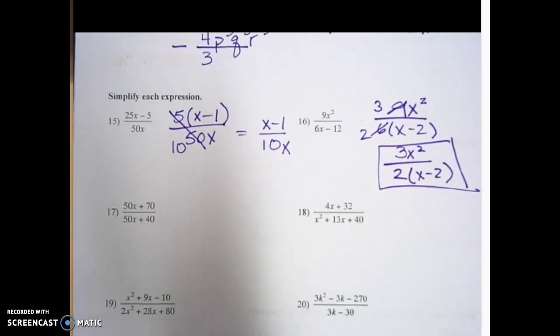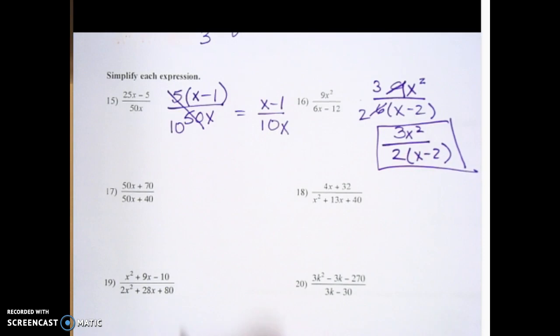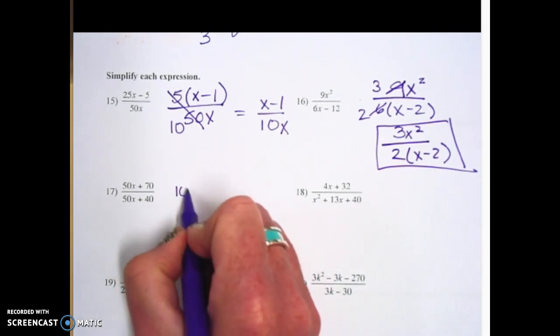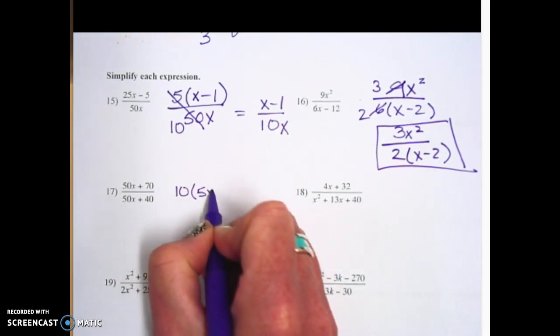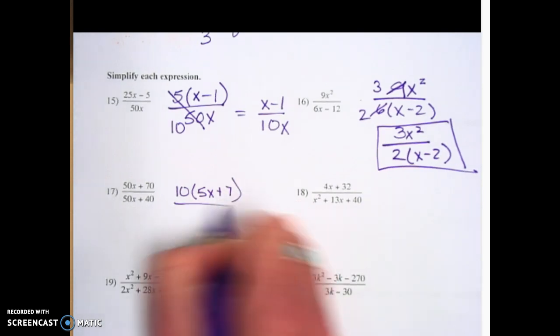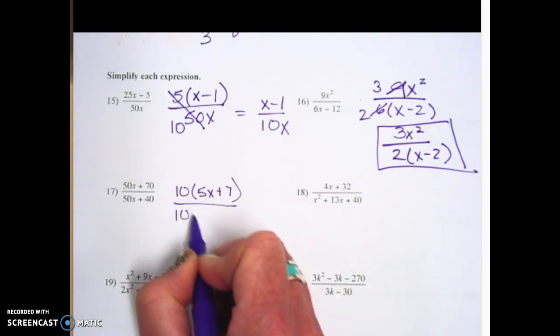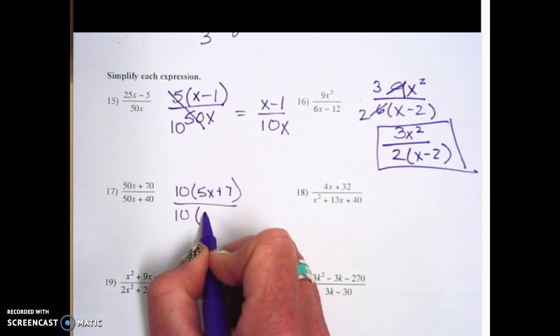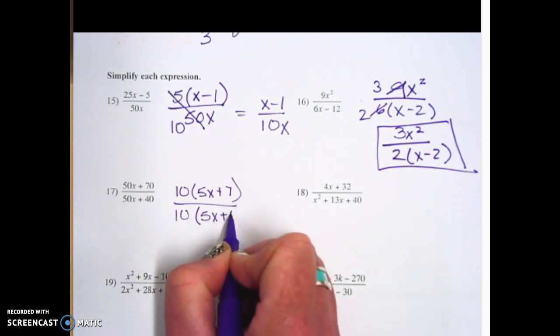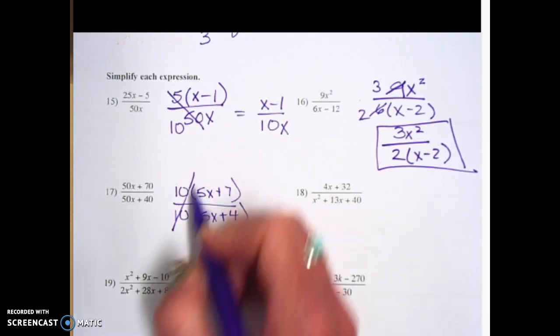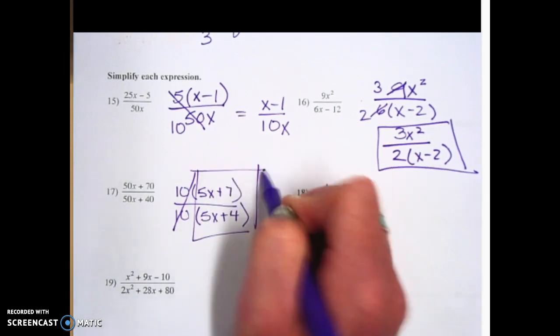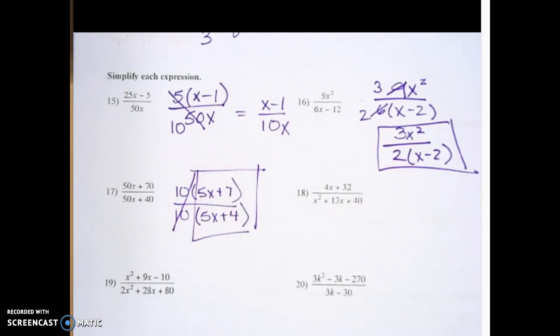All right. Number 17, I'm seeing a GCF of 10. That leaves me with 5x plus 7 in the numerator. I'm seeing a 10 in the denominator as well. That leaves me with 5x plus 4. These cancel, and so we're left with 5x plus 7 over 5x plus 4.